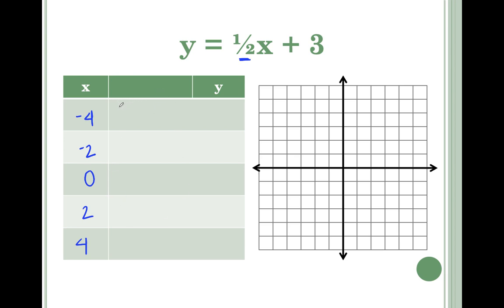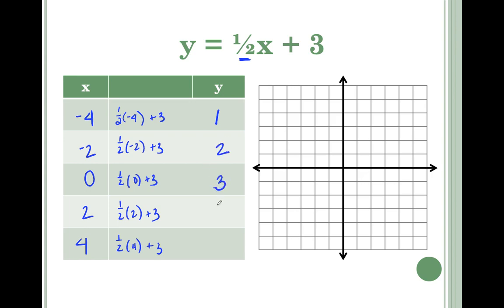This middle column is for us to evaluate the function if you need some space to show your work. You can also do it in your head, most likely, for some of these, but it's nice to have somewhere to write it down. So in this middle column, I'm replacing the x with each of my x values that I chose, and then I just need to evaluate them. So half of -4 is -2, plus 3 is 1. Half of negative 2 is negative 1 plus 3 is 2. Half of 0 is 0 plus 3 is 3. Half of 2 is 1 plus 3 is 4. Half of 4 is 2 plus 3 is 5.